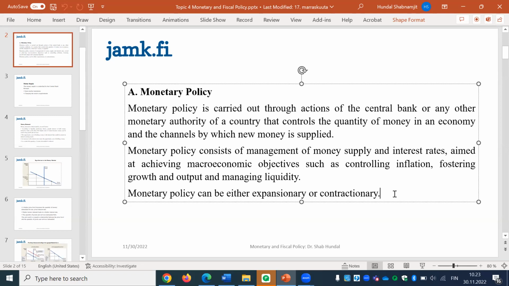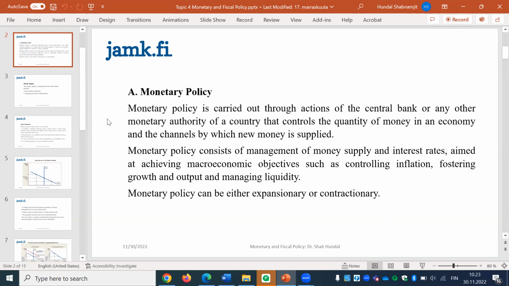So the central bank can fine tune the economy with the expansionary and the contractionary monetary policy, depending upon the circumstances.